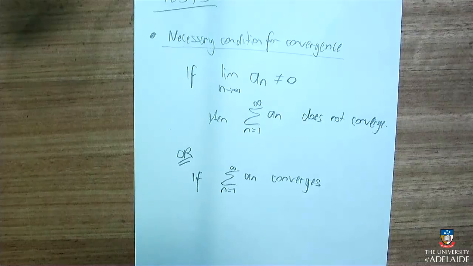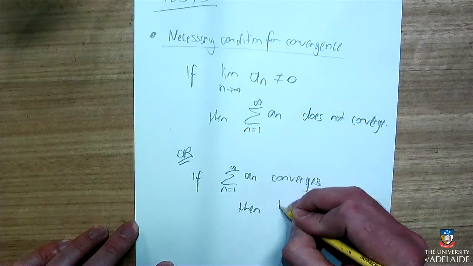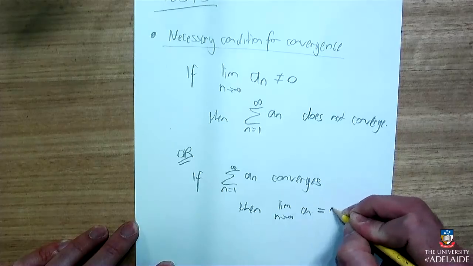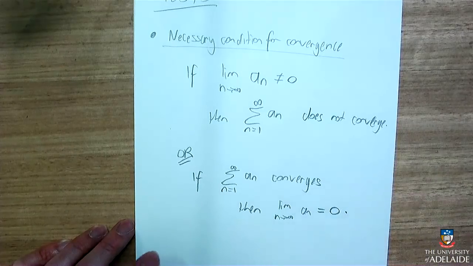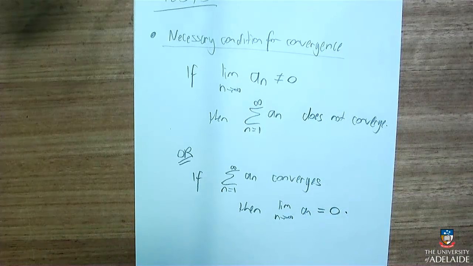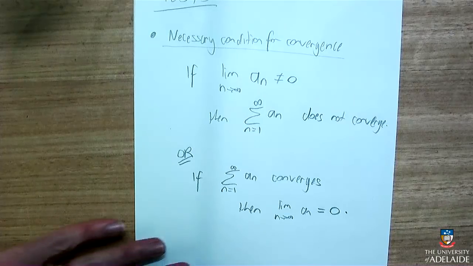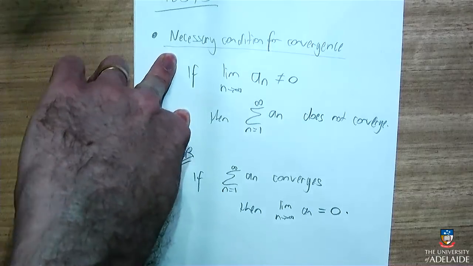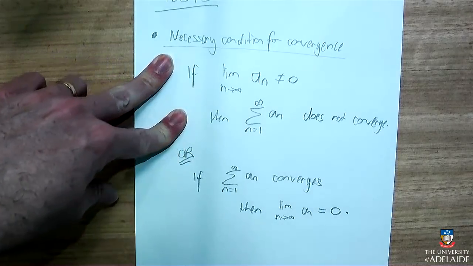So, there are two ways of looking at this. The one in your notes is the one I'm about to write. If a series converges, then the limit as n goes to infinity of an has to be 0. This is easier to write and makes a lot of sense. And this one is how you would use it if you wanted to show that something didn't converge.